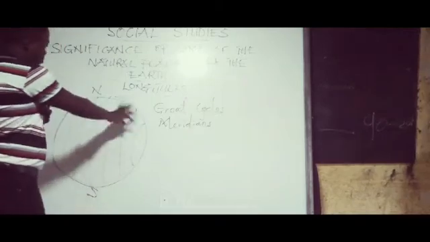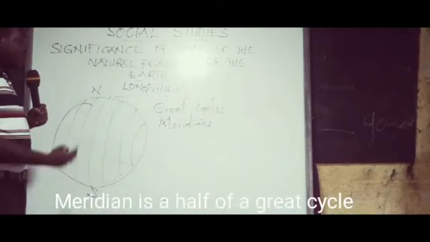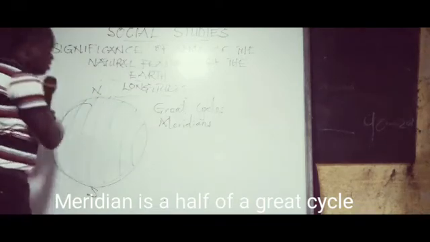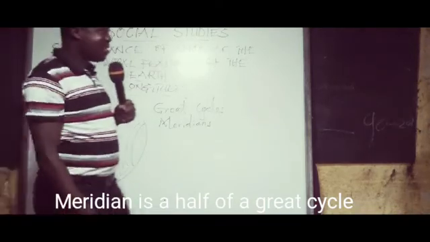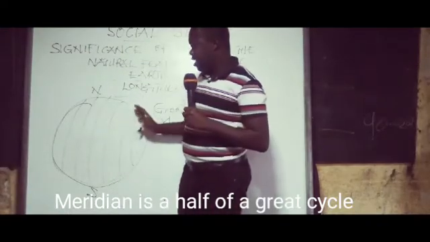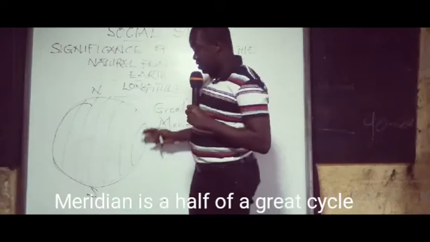When you look at the drawing here, we know that the circumference of a circle is 360 degrees. But from this drawing here, you can only see half of the whole circle. And if mathematically I'm right, half of 360 degrees is actually 180. So we have 180 degrees here. That's what we are seeing.